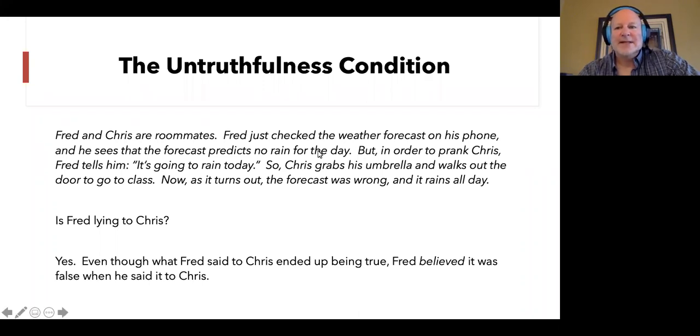Fred thinks that it's not going to rain, so he asserts that it is in an attempt to get Chris to believe the opposite of what Fred actually thinks. So it's a lie through and through. It meets every single one of the conditions.